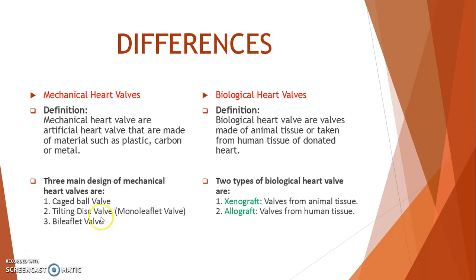The differences between mechanical and biological heart valves include: mechanical heart valves are artificial valves that are made of materials such as plastic, carbon or metal, while biological valves are made of animal tissue or taken from human tissue of a donated heart.